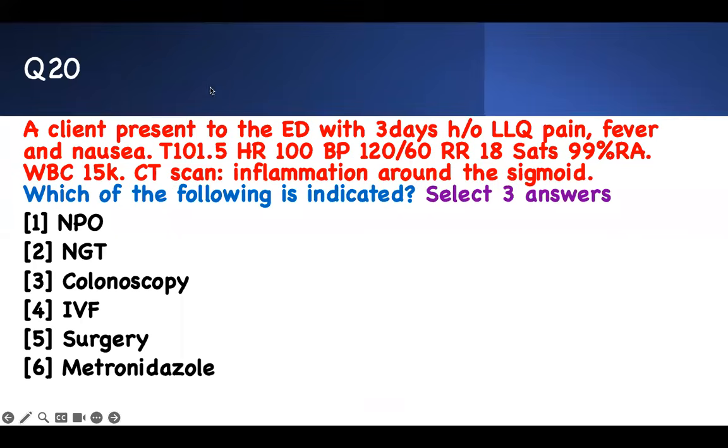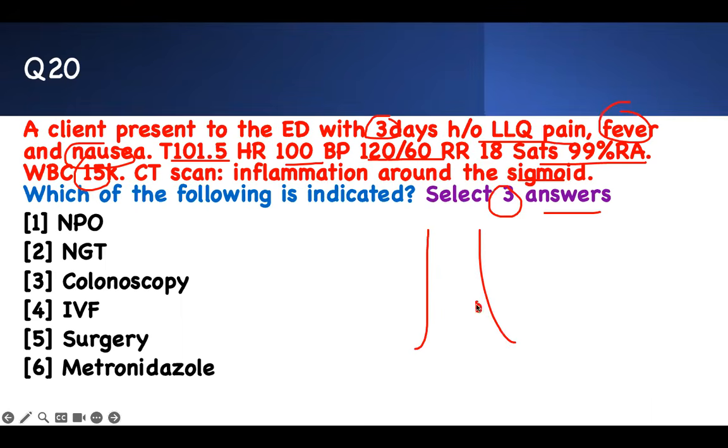Next question. Select 3 answers, only 3. A client presents to the emergency room with 3 days of left lower quadrant pain, fever, and nausea, okay? Temperature was 101.5, heart rate is 100, blood pressure is this, and WBC count 15,000. CT scan shows inflammation around the sigmoid. So they came in and they have pain here, and there's inflammation on the left lower quadrant. What do you think? Make a diagnosis.